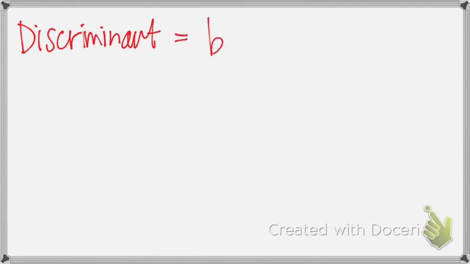Remember the word discriminant? All right, the discriminant is b squared minus 4ac. Where do you know b squared minus 4ac is at in the quadratic formula? Under the square root. Okay, good.